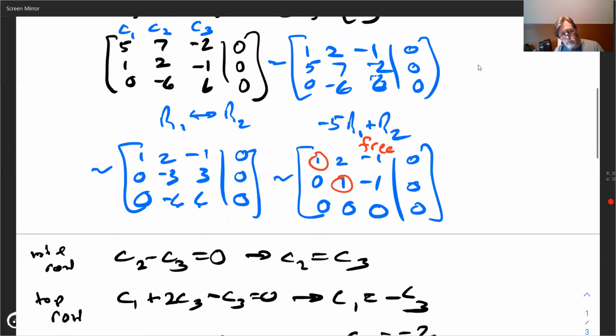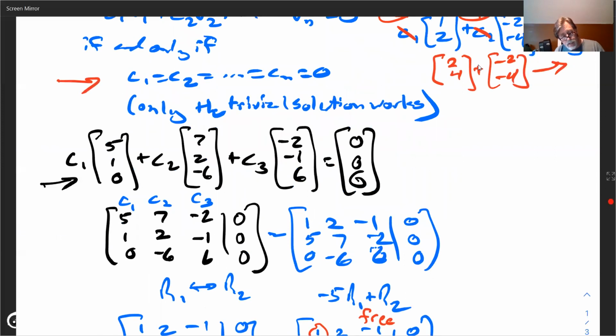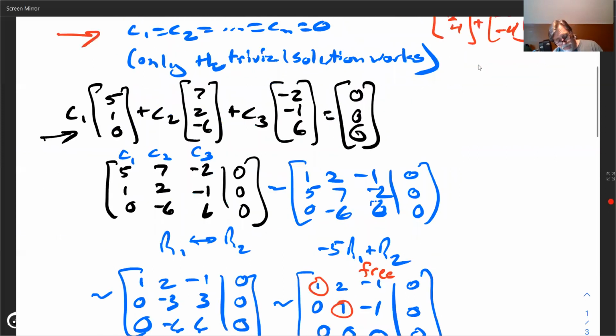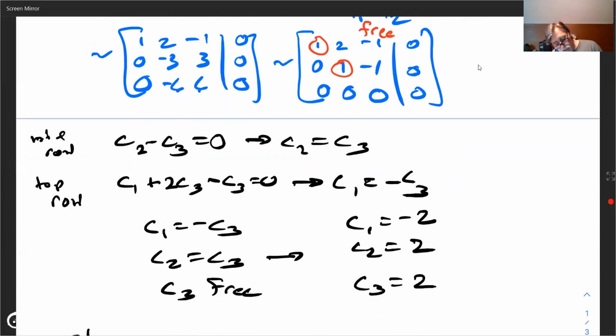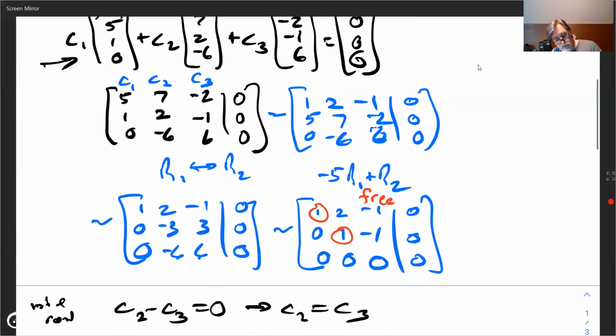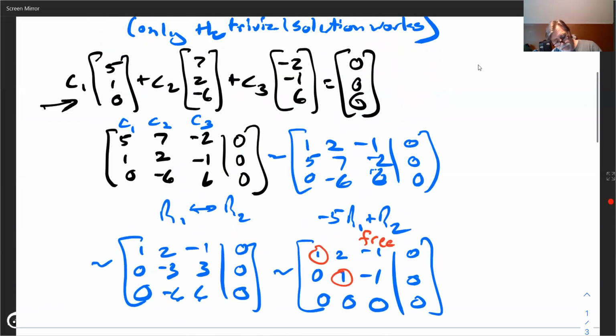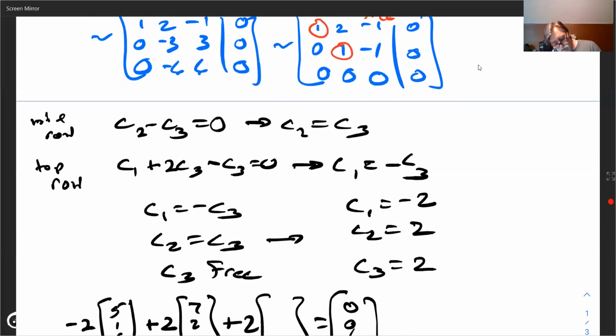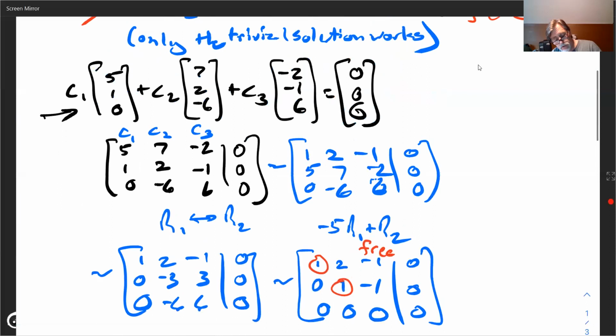But look what it means when we look at our vector equation right there. It says one of those guys, 5, 1, 0. So negative 1, 5, 1, 0. And then we had, oh, not negative 1, negative 2. That's okay. It's worth it to do this. Negative 2 times 5, 1, 0, plus 2 times the second vector, plus twice the third vector is equal to 0, 0, 0. And we can actually eyeball it. The other two vectors are up here. It's looking like 7, 2, negative 6 here. And the last column was negative 2, negative 1, and 6.